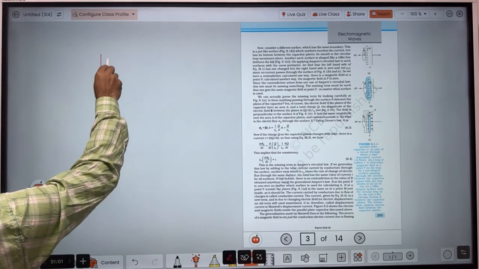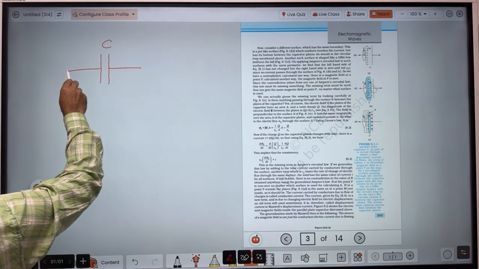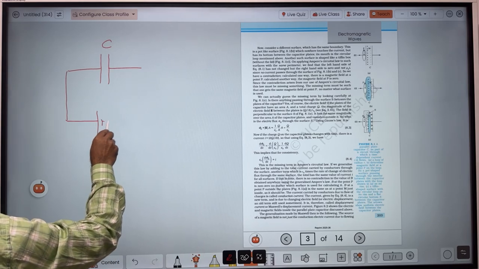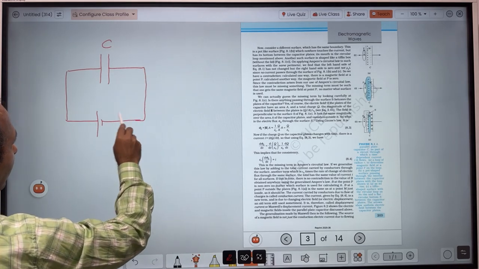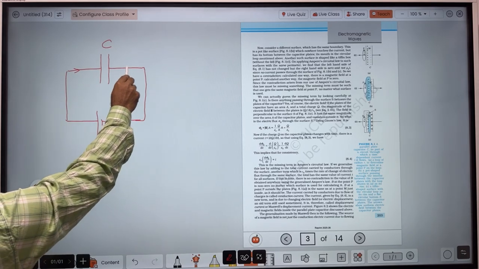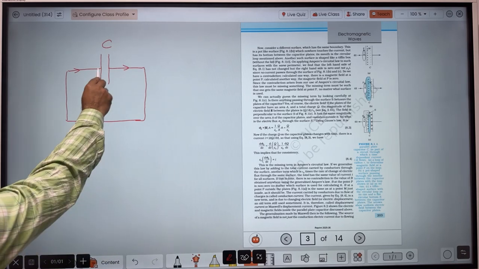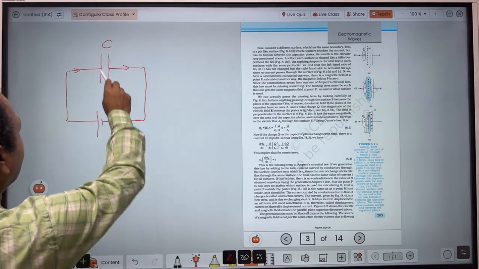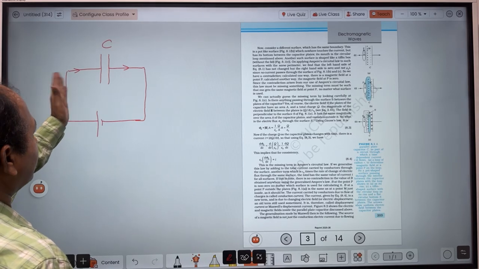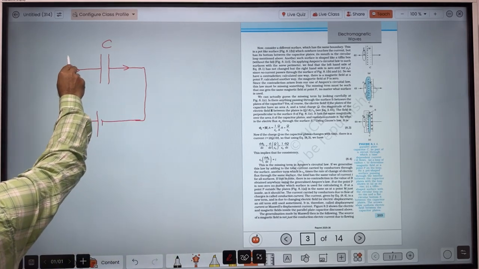So if you consider a circuit in which this is a capacitor and there is a source here. So what happens while charging? Current will flow like this, right? But there is one question. If there is no connection between these two plates of a capacitor, then how is current continuous?